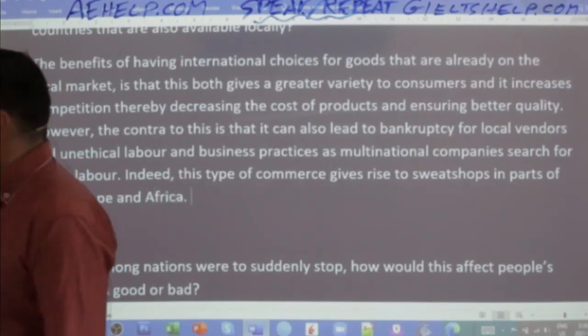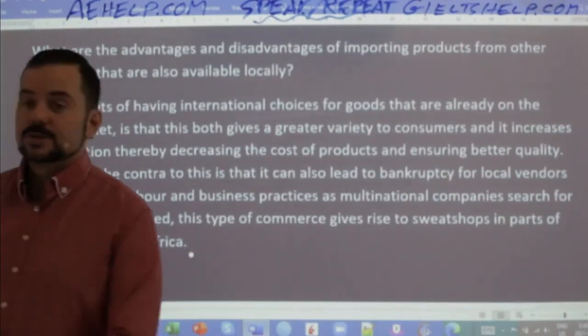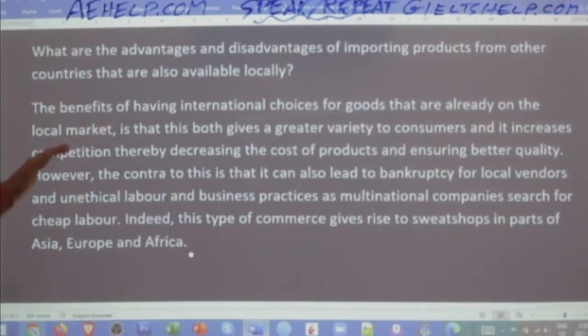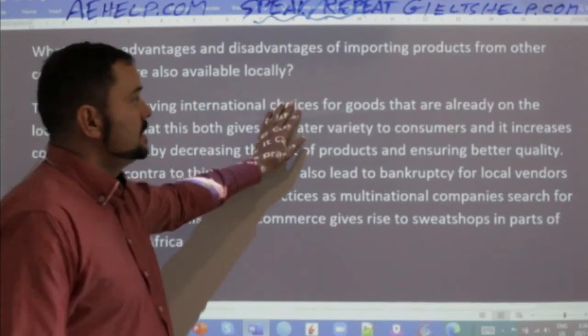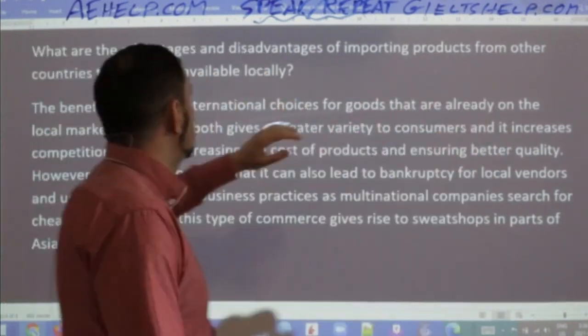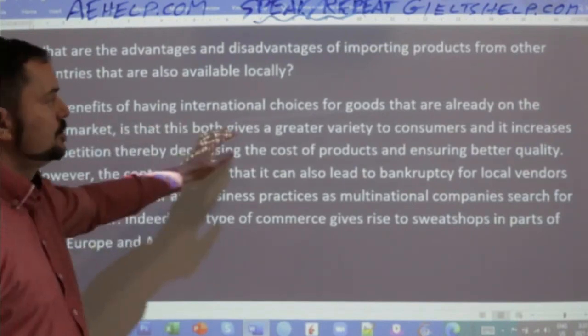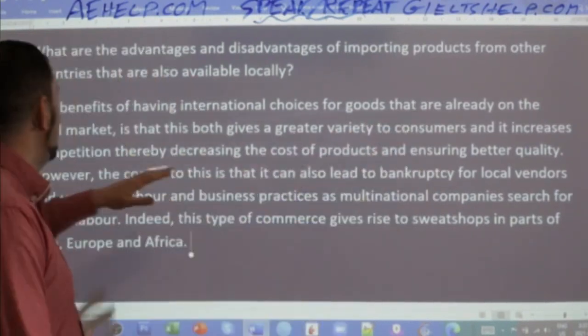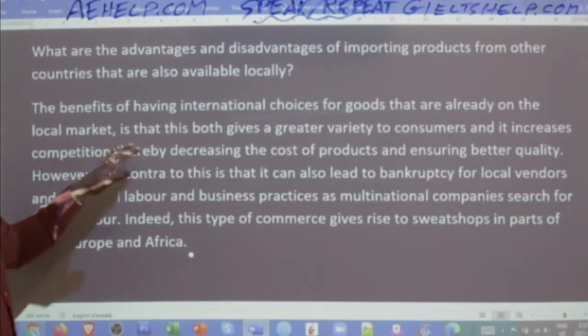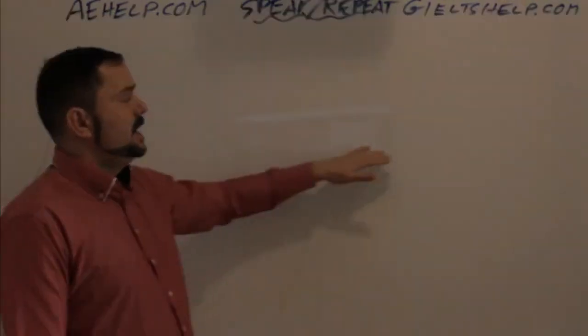Okay. All right. So here we go. Repeat after me. What are the advantages and disadvantages of importing products from other countries that are also available locally? The benefits of having international choices for goods that are already on the local market is that this both gives a greater variety.